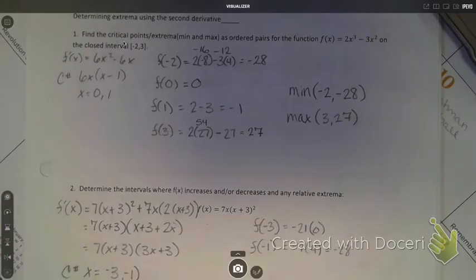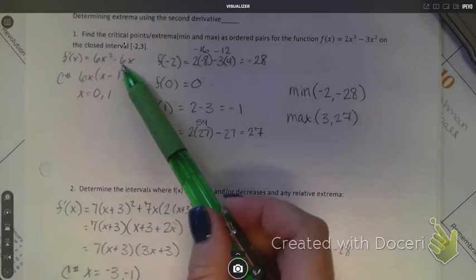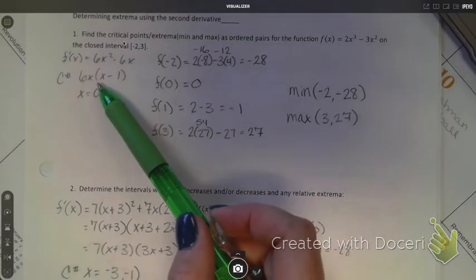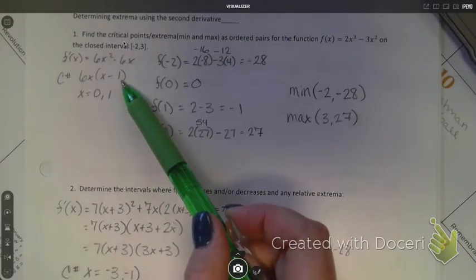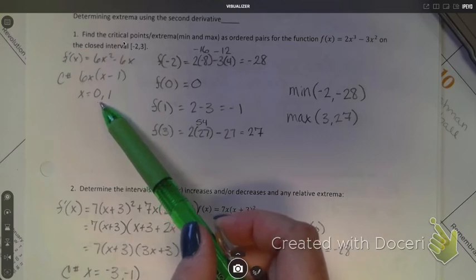Okay, so the first one, it's find the critical points, extrema, min, max, as ordered pairs of the function f of x equals 2x cubed minus 3x squared on a closed interval of -2 to 3. So you should have found your derivative, which is 6x times x minus 1, and so your critical numbers are 0 and 1.